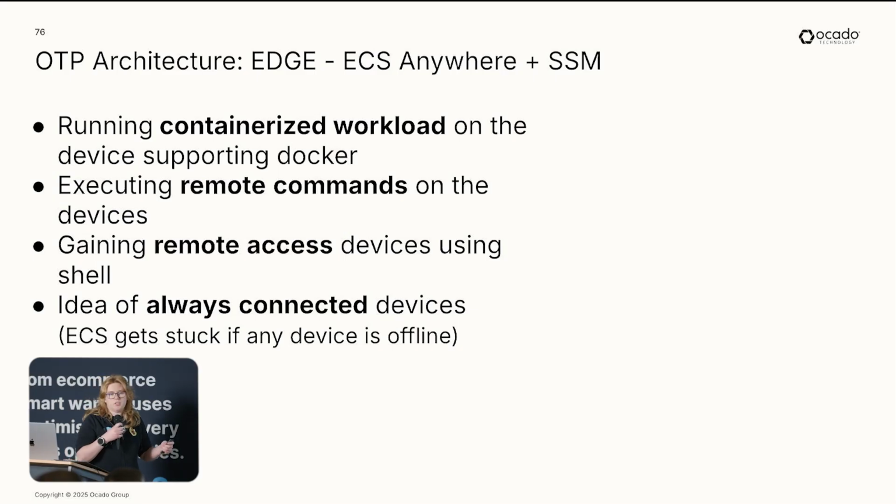We started running our workload in the warehouses using ECS, and what basically it gave us. We were able to run containerized workload on any devices supporting Docker. We were able to run and execute remote commands and still have remote access to all of the devices. But there was one problem. The idea of always connected devices. What does it mean? It meant that if one station, one device in our warehouse was down, it was causing ECS to get stuck.